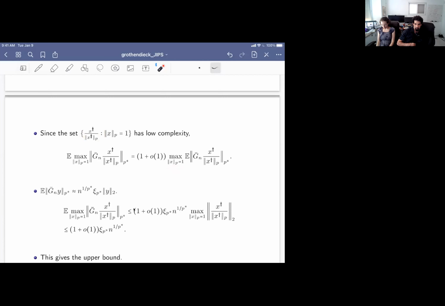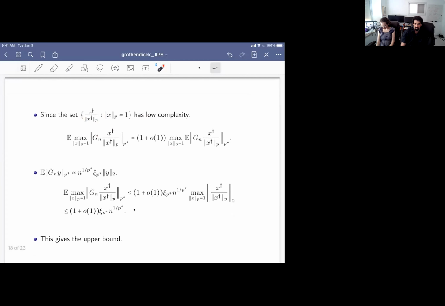Okay. What is low complexity? Low complexity means here that we can find a delta net. If I want to approximate this set with a delta net, I forget the exact estimate, but for the full LP ball or LP sphere, the size of the delta net is much larger. In this case, the size of the delta net should be much smaller because there are only a few coordinates which can be non-zero at a time. Okay. Thank you.